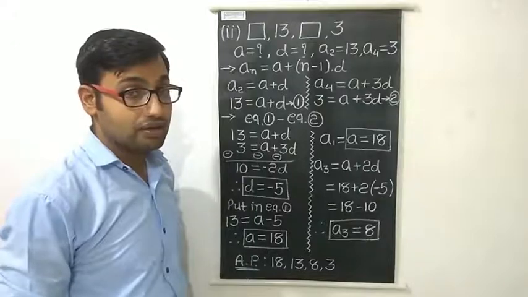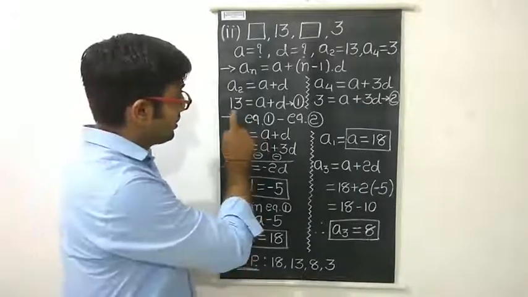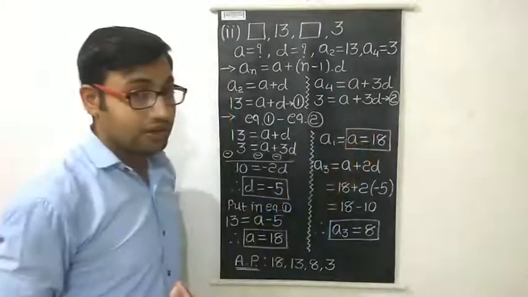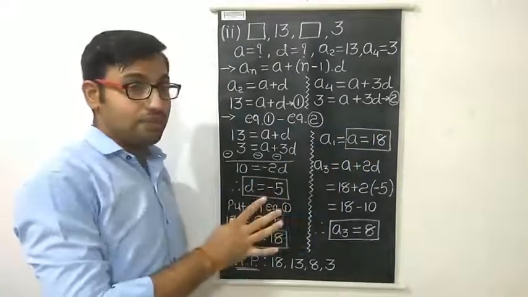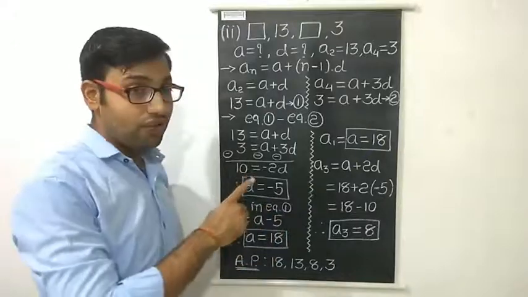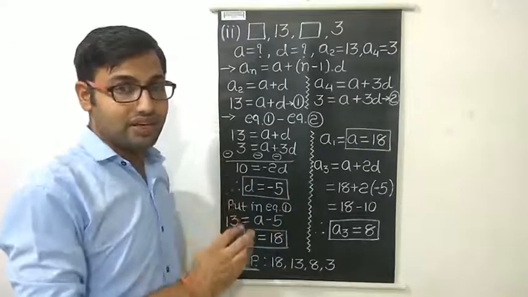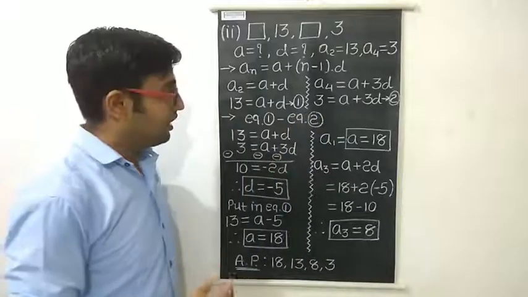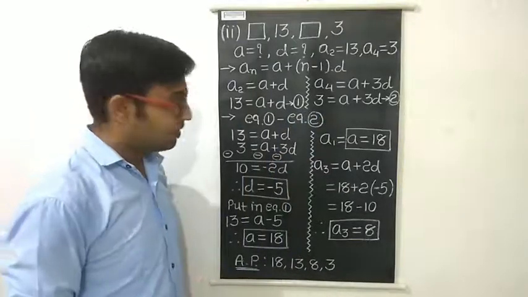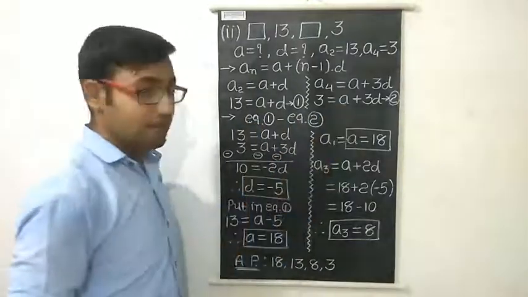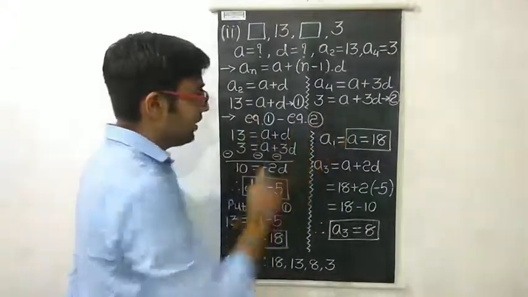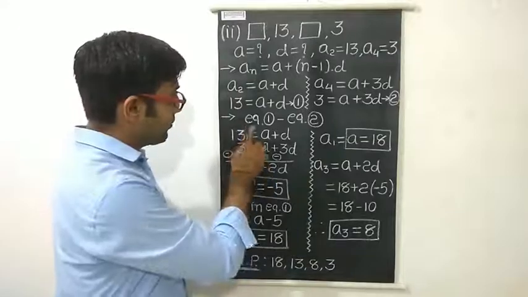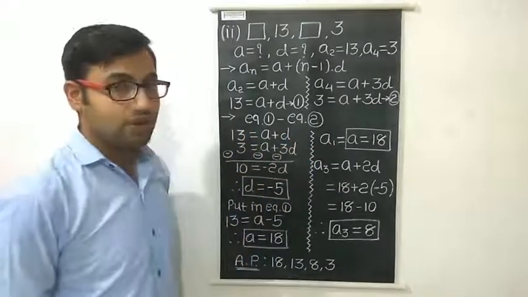Now remember, this equation has two variables. This equation also has two variables. So this is a pair of linear equations in two variables. We know how to solve a linear pair. We can use the elimination method. Yes, we can eliminate the a, because the coefficient of a in both cases is equal to 1. So we can directly subtract equation number 2 from equation number 1.